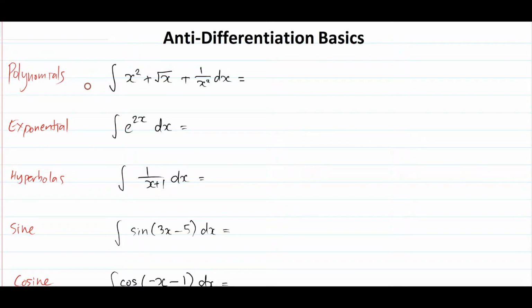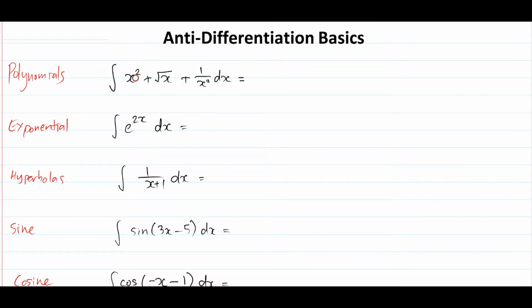Our first function is the polynomial function. So that's x to the power of n. So x to the power of 2, x to the power of half, x to the power of a negative number, something like that. That's called a polynomial. How would you anti-differentiate that? Well, this one you just have to think opposite. Whenever you think of anti-differentiation, you think of opposite to differentiation, and it works the same. So let's get into it.